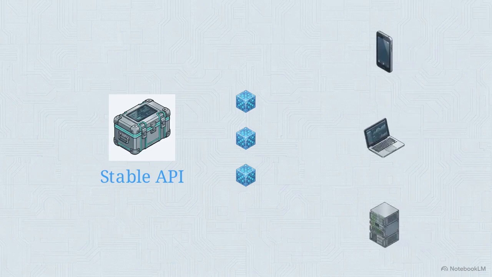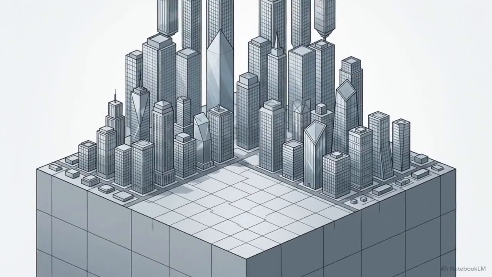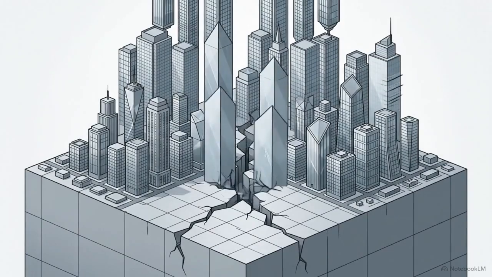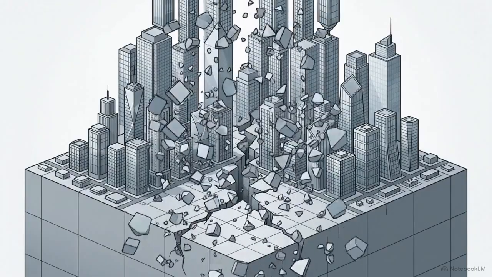This predictability creates a bridge, allowing an iOS app, a web browser, and a third-party server to share data without needing to know anything about each other's internal code. Once an API contract is published, it becomes the foundation for everyone's work. Breaking that structure instantly shatters every system built on top of it.